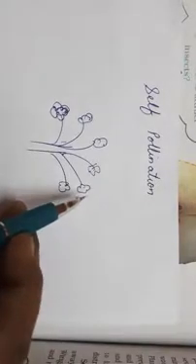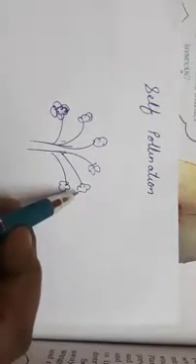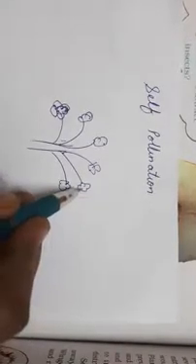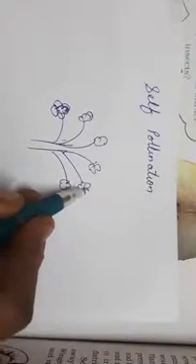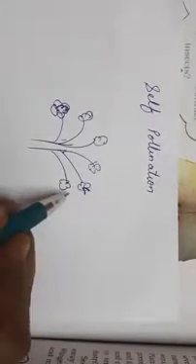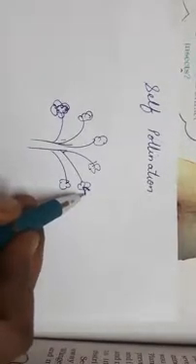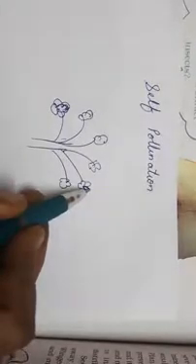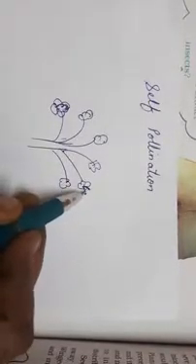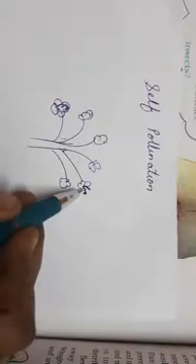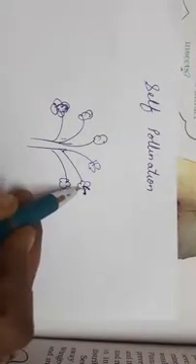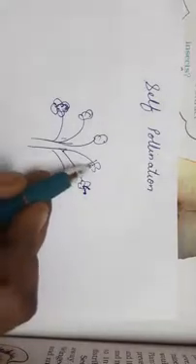Now what is self-pollination? I told you, children, that in some flowers there may be both the male part as well as the female part. So what happens in self-pollination? It is the transfer of the pollen from the anther to the stigma of the same flower. Here it is happening in the same flower, or the flower of the same plant.